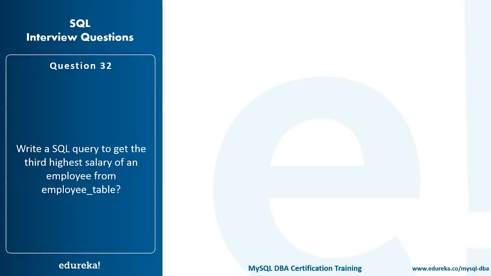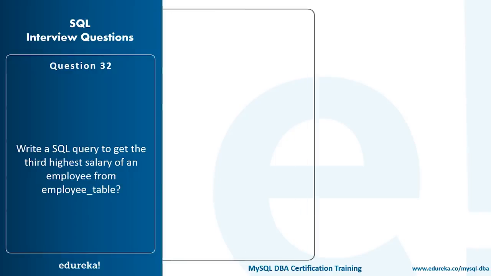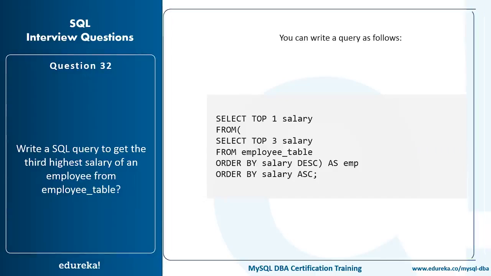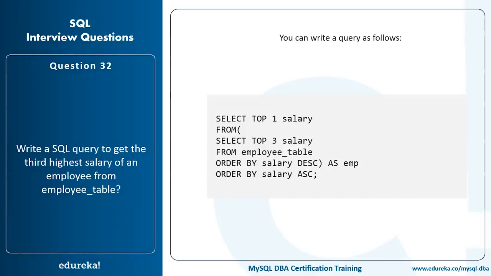Now let's move forward to our next question, that is, write a SQL query to get the third highest salary of an employee from an employee table. To get the third highest salary of an employee from an employee table, you can write a query as you can see on the screen. You can just mention select top 1 salary from, and then write a subquery which says select top 3 salary from employee table, order by salary in descending order as emp, and then again order by salary in ascending order for the outer query. So you can write a query like this, guys.